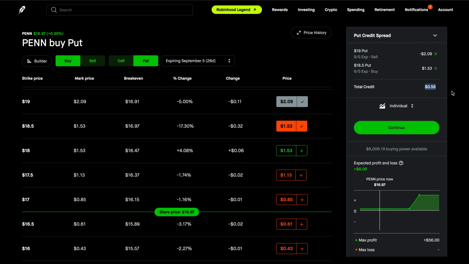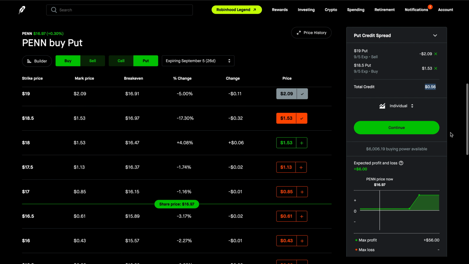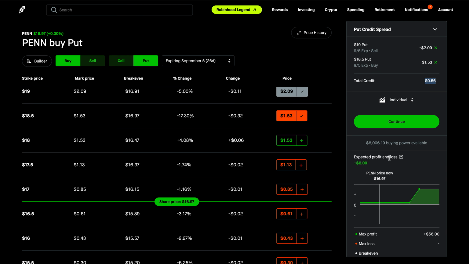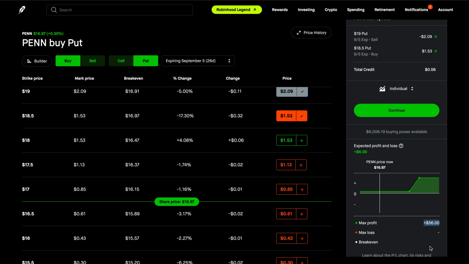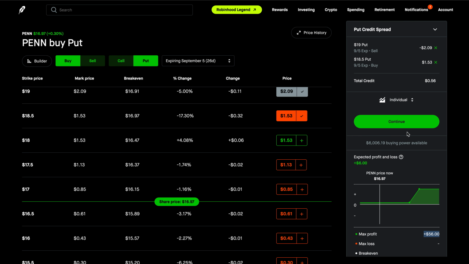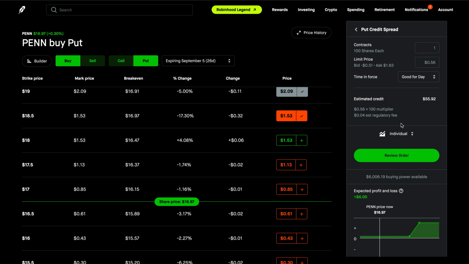Now we can already see here something interesting going on. Where do we see that? We see that in the P&L chart here, right down here. Expected profit and loss, $6. Max profit, $56. And as you can see, there seems to be no max loss, no break even. And all we see is green here on this chart. Very interesting.